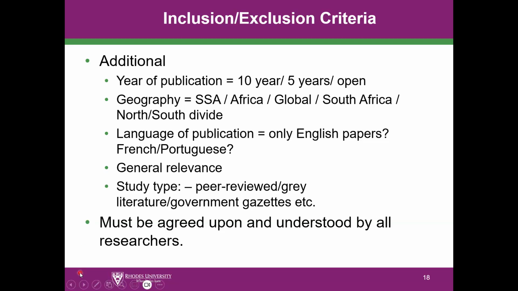And most times scoping reviews are not conducted by one person. Ideally, it should not be conducted by one person, because if it's one person, you will get to a stage where you will become absolutely biased and you may start including papers that shouldn't be included or excluding papers that shouldn't be excluded.